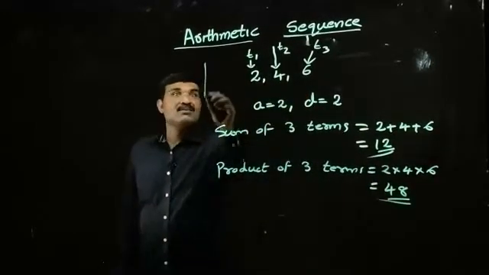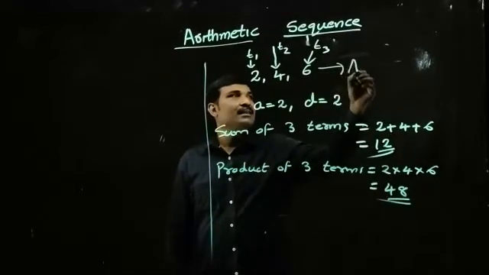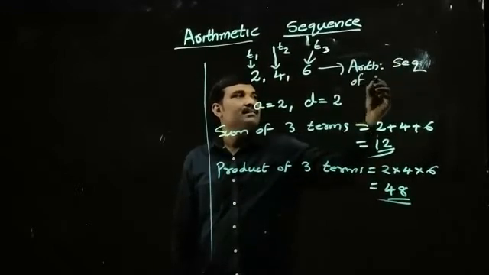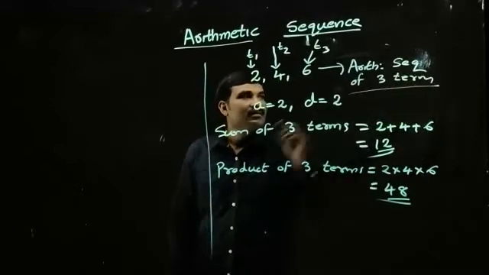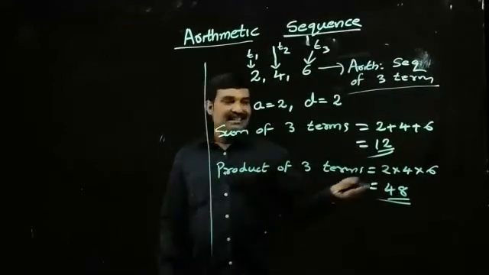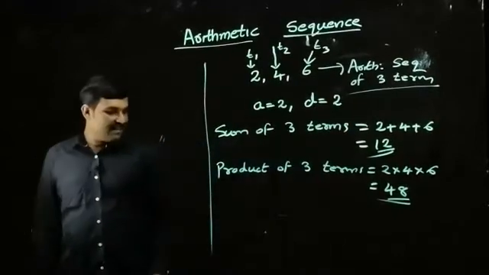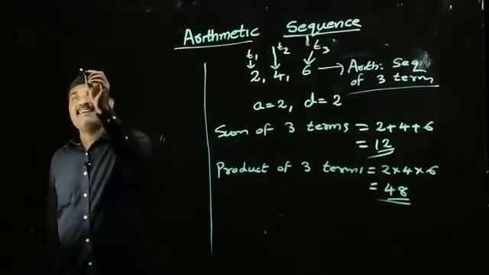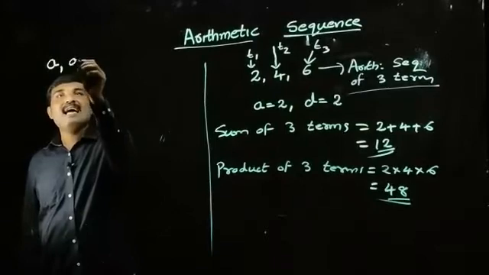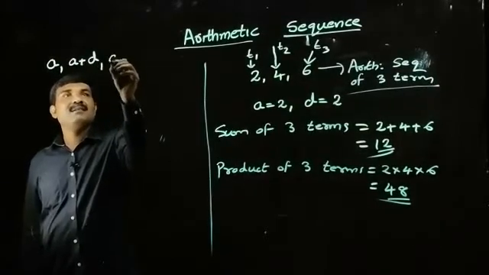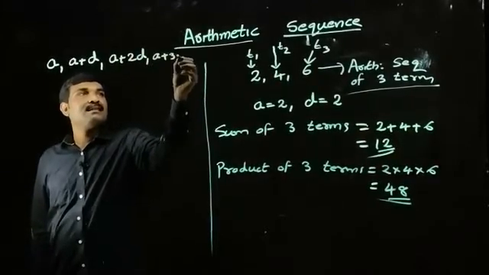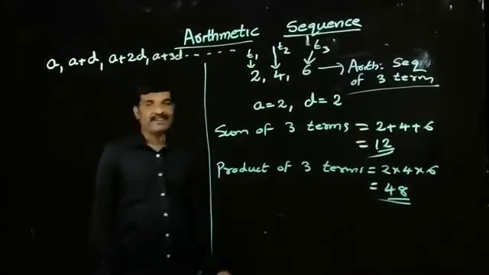So this is an arithmetic sequence of three terms. From the sequence, we obtain the sum of three terms, which is 12, and the product of three terms, which is 48. Now we can write a general arithmetic sequence as first term a, then a plus d, then the next term is a plus 2d, a plus 3d, and this goes on.